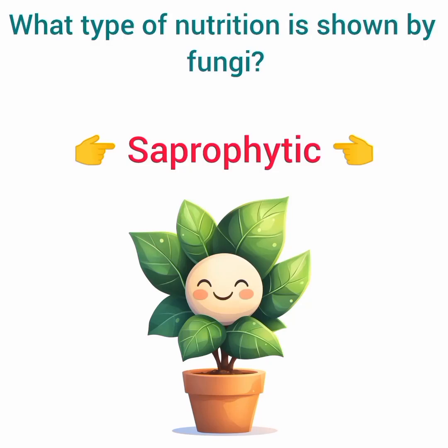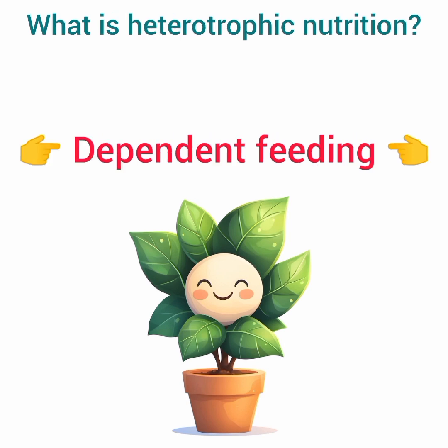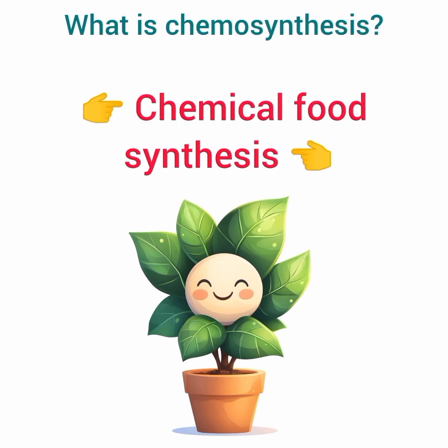What type of nutrition is shown by fungi? Answer. Saprophytic. What is autotrophic nutrition? Answer. Self-feeding. What is heterotrophic nutrition? Answer. Dependent feeding. What is chemosynthesis?